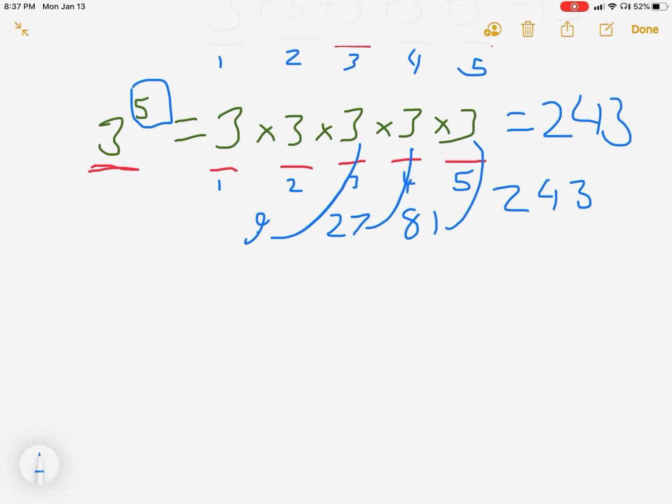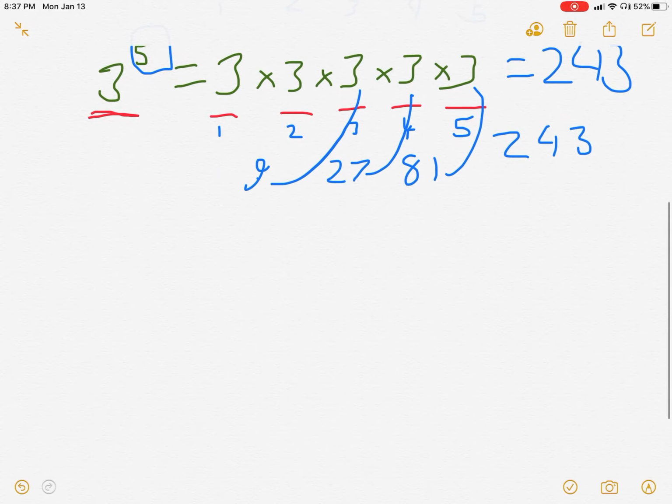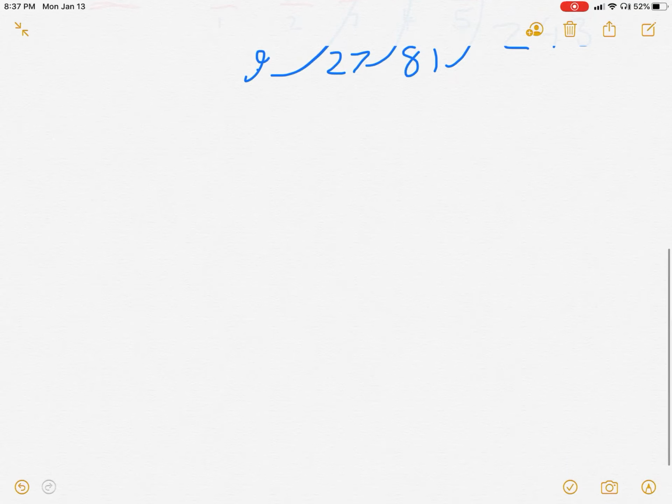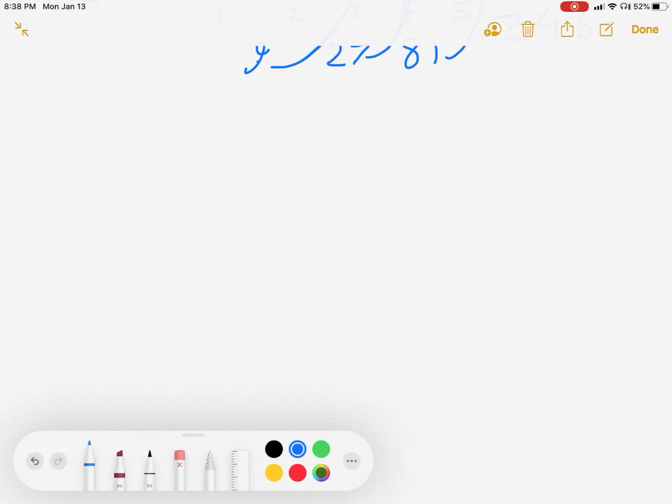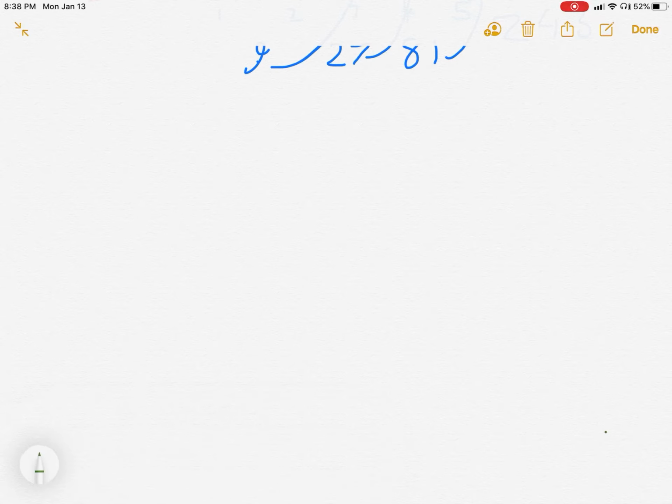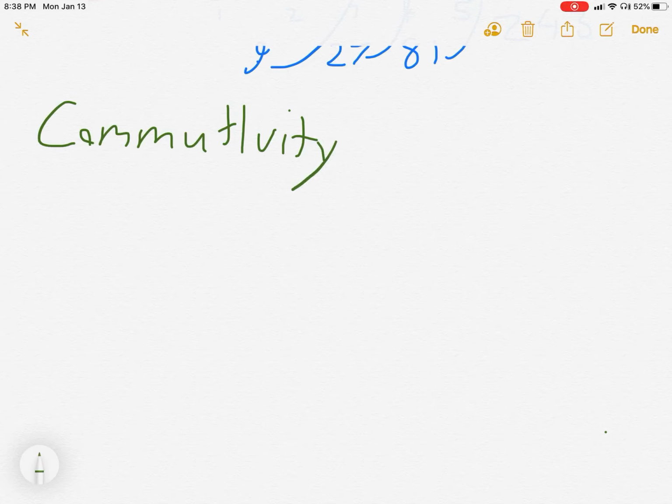All right, this is the second video over here. So there's something else I want to talk about with exponents that isn't the same with multiplication. And that thing is what's called commutativity. Commutativity is the ability to change the order of things.